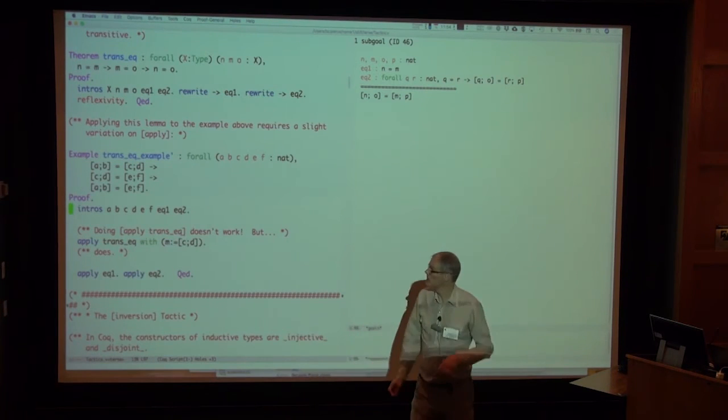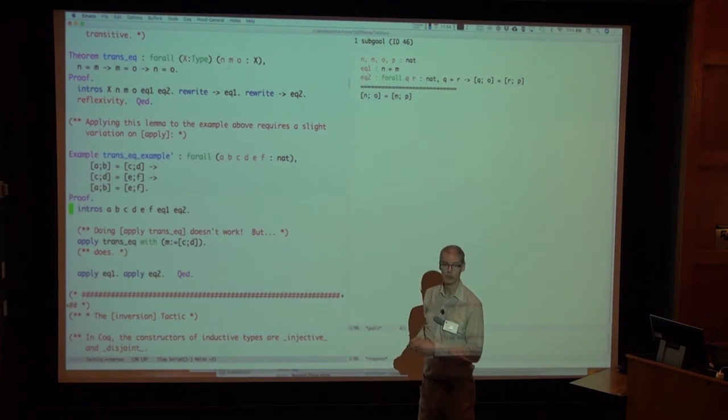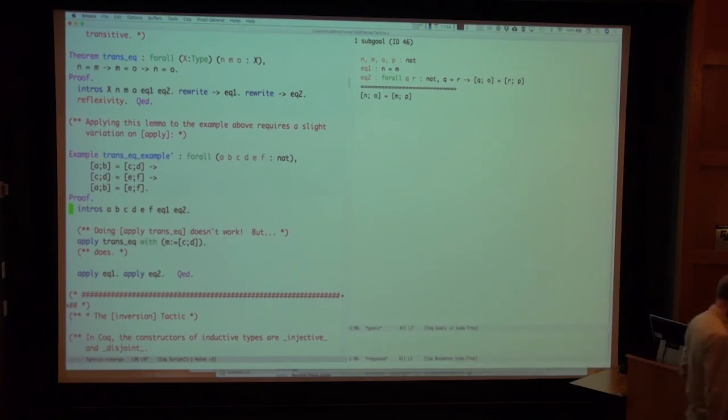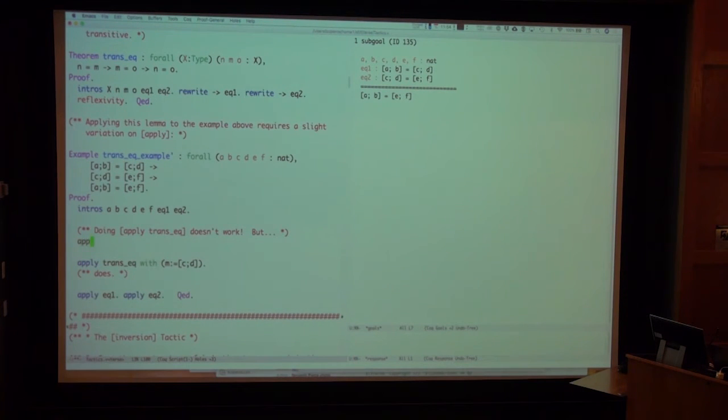So it seems like we ought to be able to apply trans EQ to solve this goal. And indeed, we can make a little progress. So we can apply trans EQ. Sorry, let me just show you. Apply trans EQ. Oops. So simply trying to apply trans EQ doesn't work.